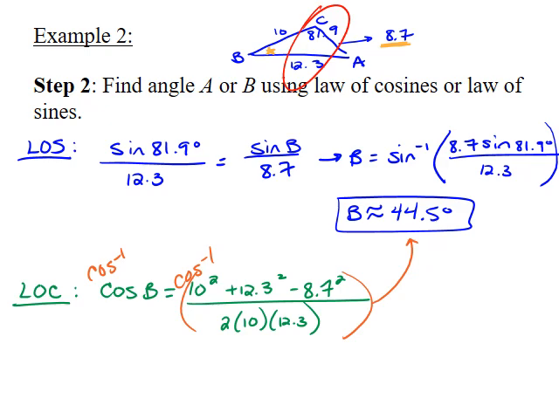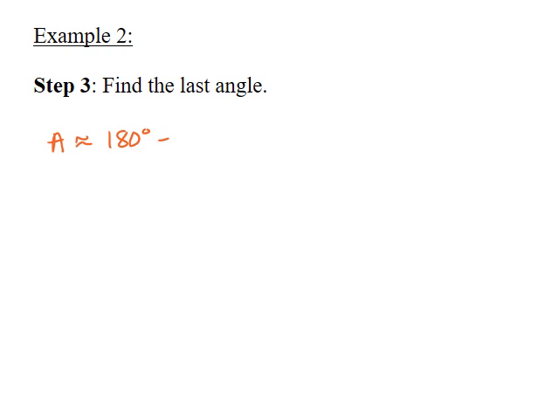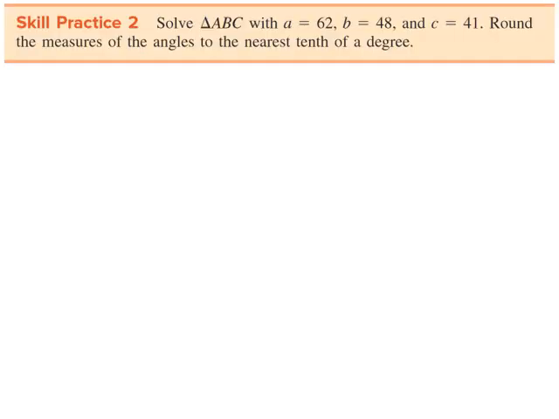Okay. The third and final step of solving this triangle is to find the last angle. So to find angle A, we'll take 180 degrees minus the two angles that we just found. One was approximately 81.9, the other one was approximately 44.5. So angle A is approximately 53.6 degrees. Not so bad. Go ahead and try this one on your own.